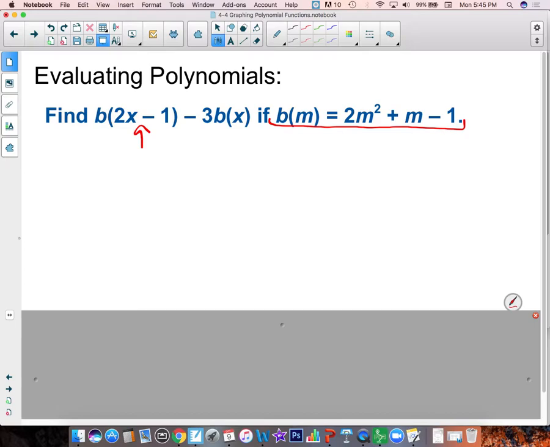When we're given something like this, we're taking b of 2x minus 1, and we're subtracting 3 times b of x. So we're going to have to do two different kinds of function operation. The first one, we're plugging that 2x minus 1 in for x. So it's going to look like this.